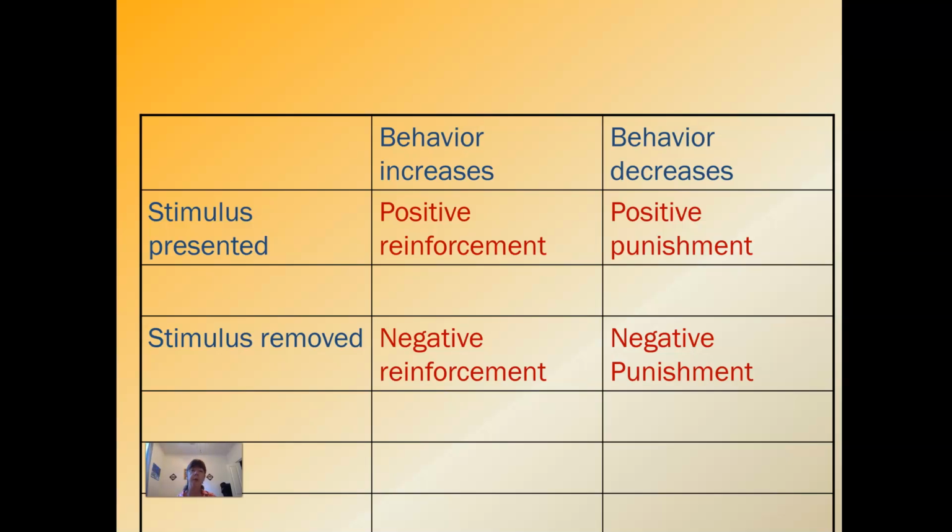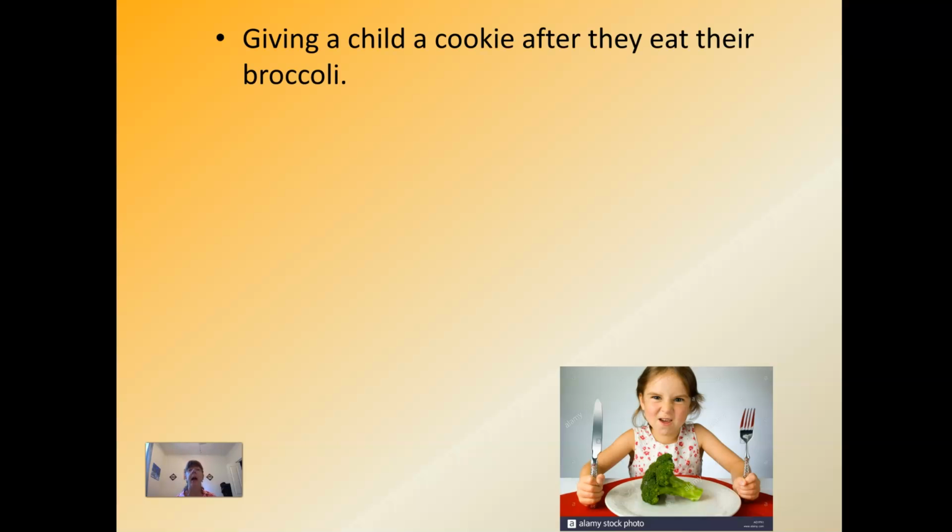So now I just want to go through a few more examples and see if you can figure out what they are. So I'm going to present you with a question, and let's see if you can figure out what it is. Try to figure it out before I give you the answer, because that way you'll learn it better. Okay. So let's say you give a child a cookie after she eats her broccoli. So you want to increase her broccoli eating by giving her a cookie. What would that be? Well, you're presenting a stimulus, the cookie, and you want the broccoli eating to increase. So it would be positive reinforcement. You're presenting the stimulus and the behavior should increase.